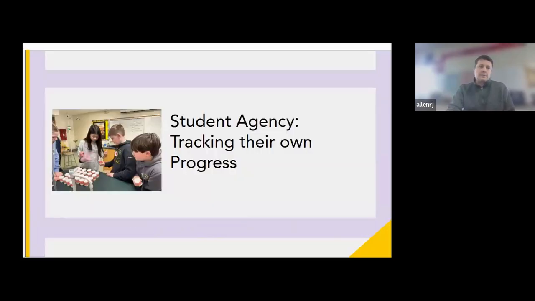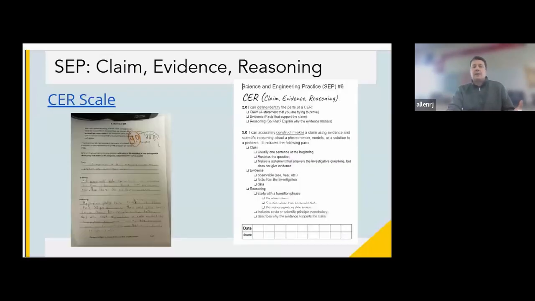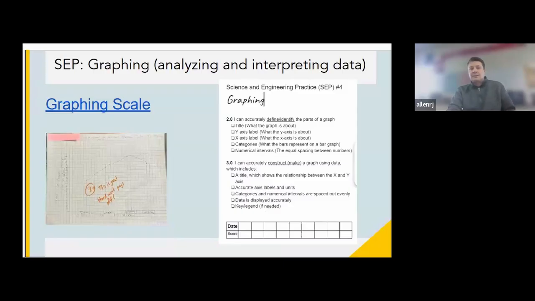So that's been pretty helpful. We're not averaging practice, there's just no average. It's what do they know at the moment.